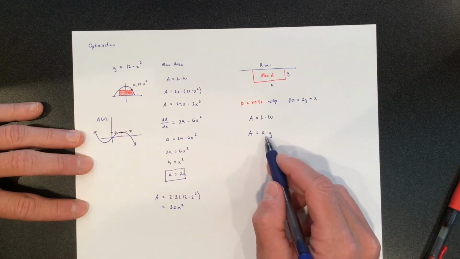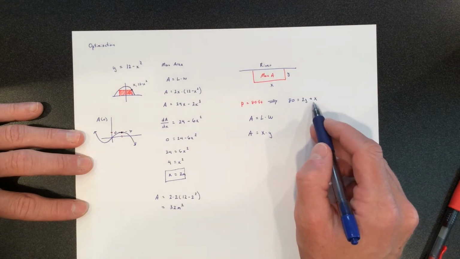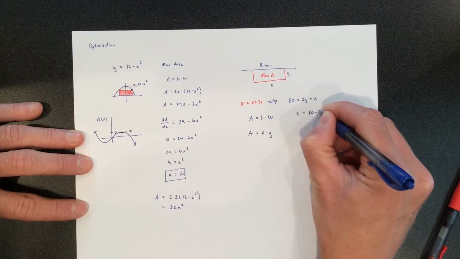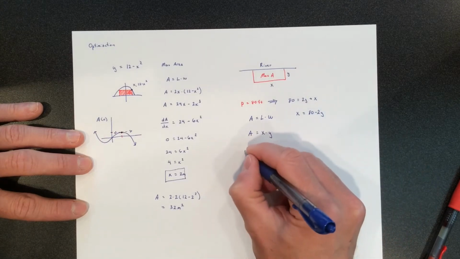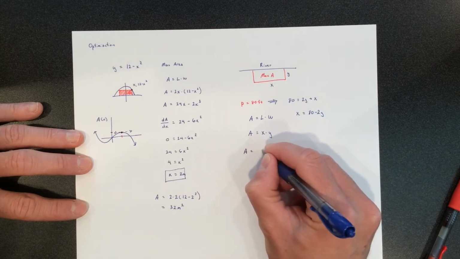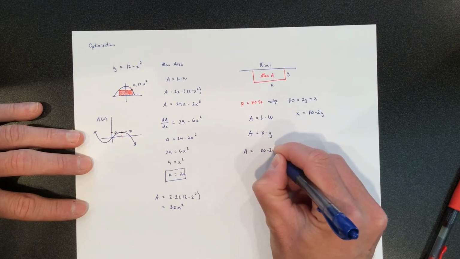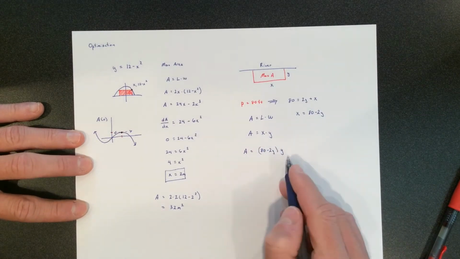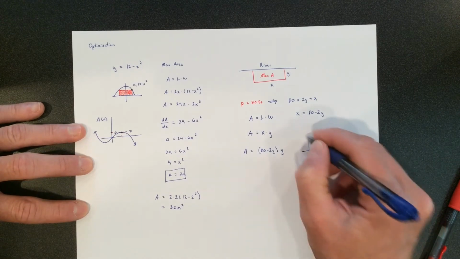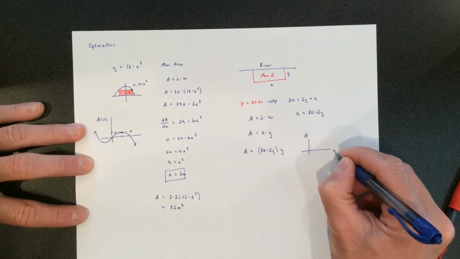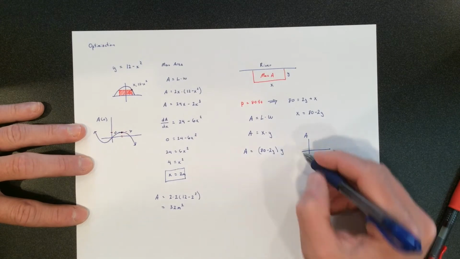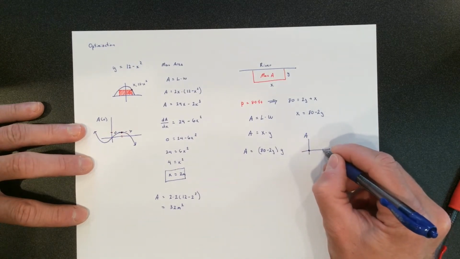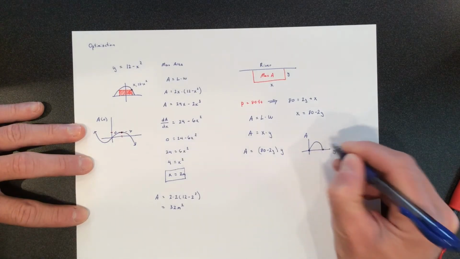It doesn't matter what you want to get rid of. Let's go ahead and get rid of x this time. This tells us that x equals 80 minus 2y, and then we can substitute in. So we get area equals 80 minus 2y times y, and so we have the area as a function of y. We could even draw that graph. There's area, and there's y, and this is just an upside down parabola that's got an intercept of 0 and an intercept of 40. And it looks like that.